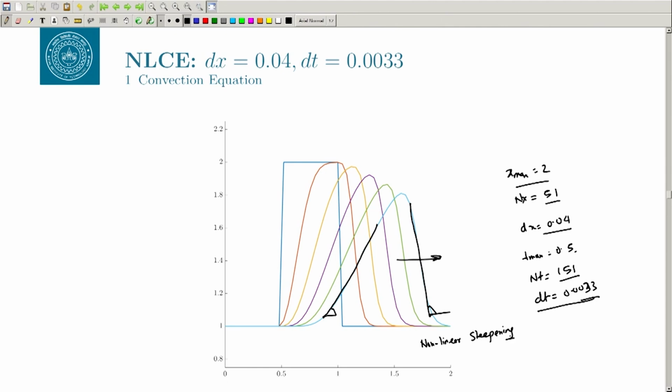And that is happening because of the non-linearity in the problem. If it were a linear problem, then you would not see this steepening happening. And this steepening ultimately leads to the formation of shock. So, the equation that we have, del u by del t plus u del u by del x equal to 0, does not give you the smooth solution and it can lead to a shock.